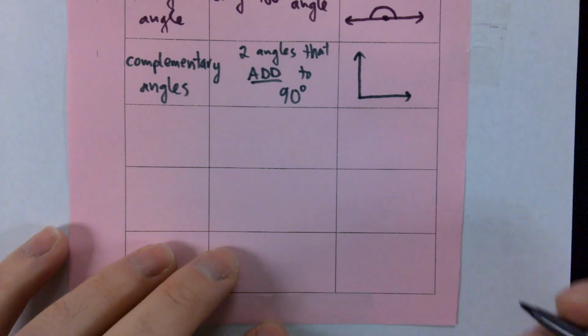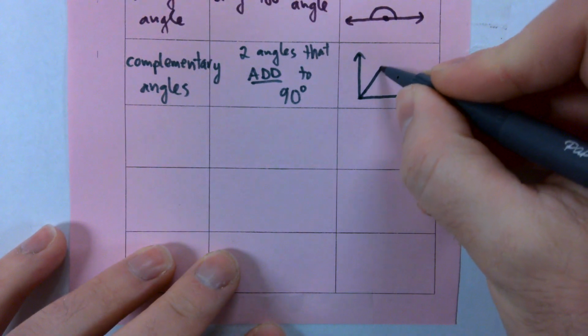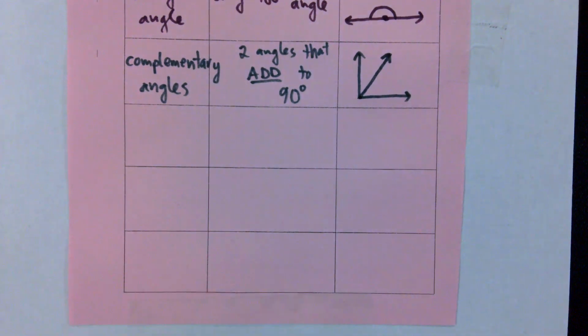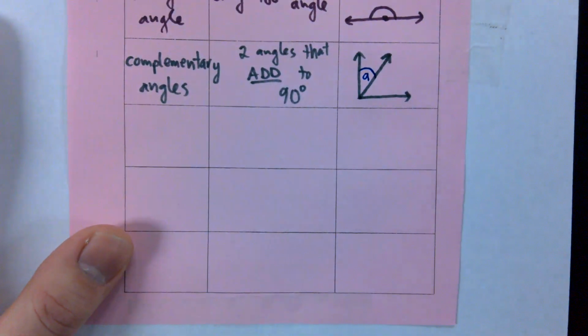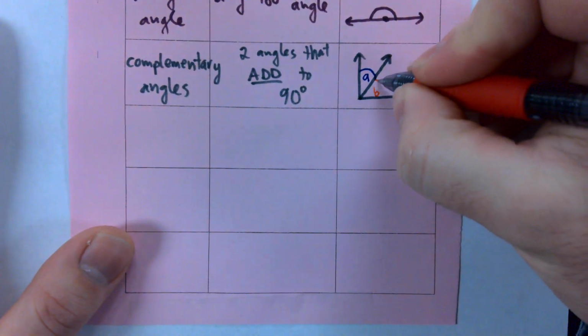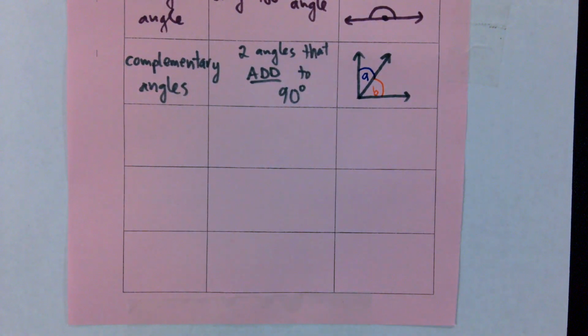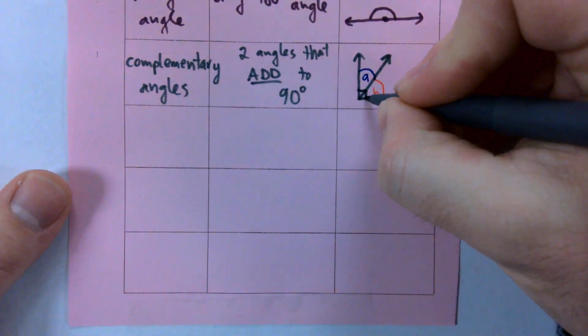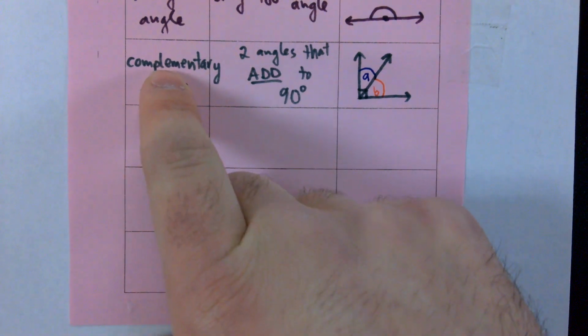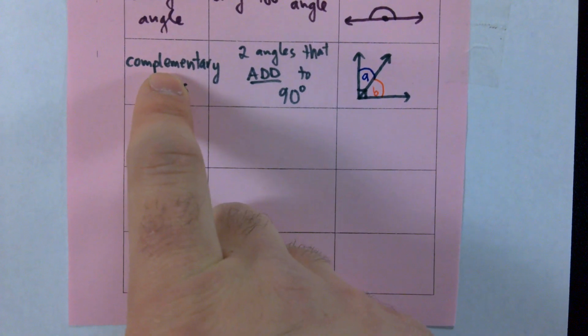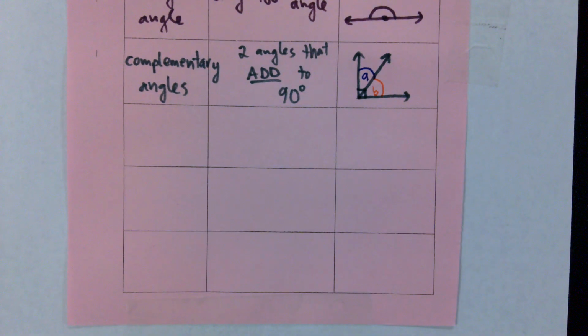So if we have a right angle like this, and we have a ray, which is just a line with a little arrow point on the end, then we have angle A here, and we have angle B right here. Whatever A and B are, they're going to add to 90 degrees. That's what complementary angles are. Notice how complementary is spelled with an E. We're not complimenting anyone. We're complementing.